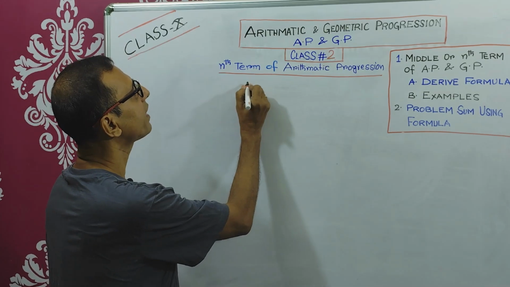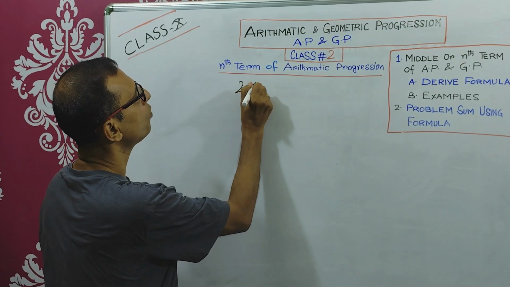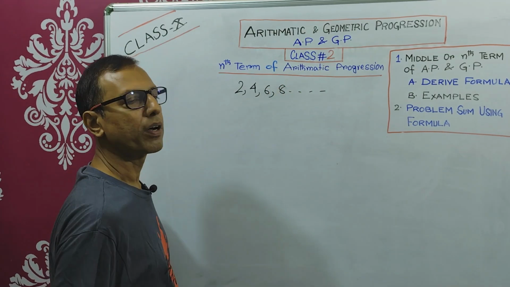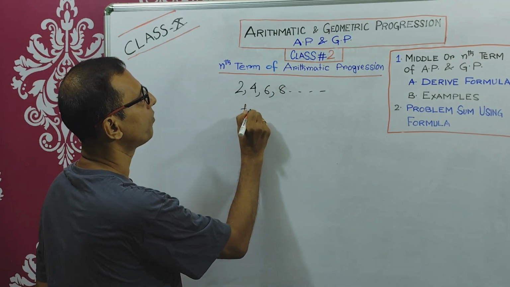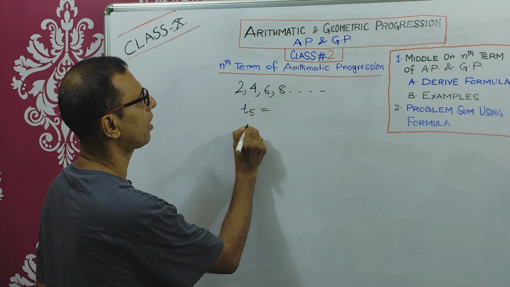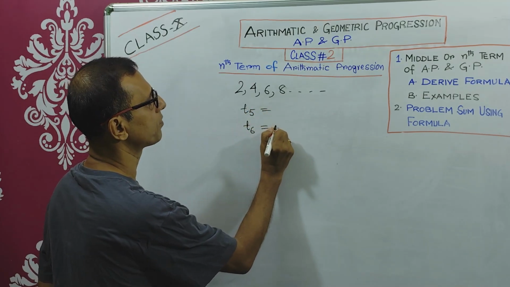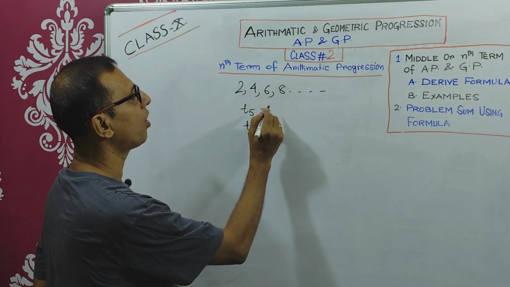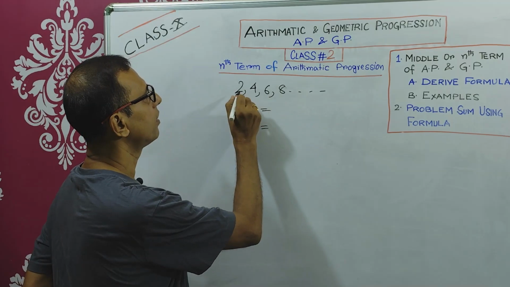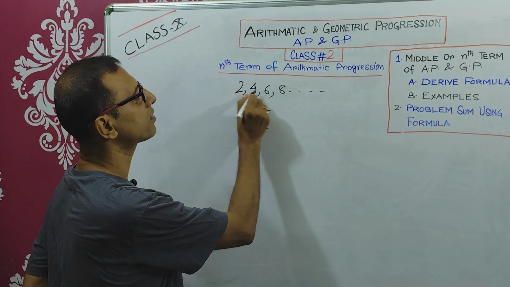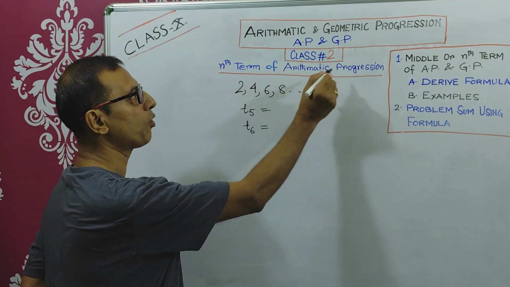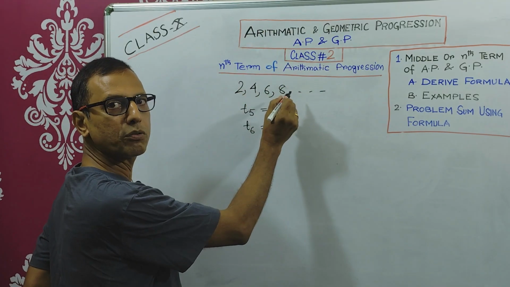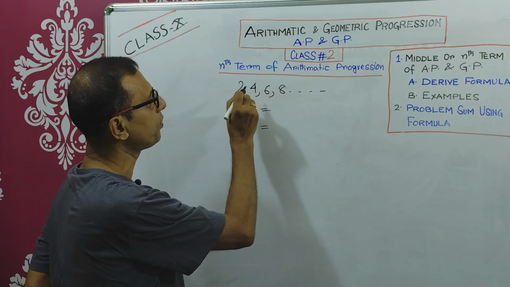So now let's say there is a pattern given 2, 4, 6, 8 and so on. You are asked to find out term 5, T5, and you are asked to find out term 6, T6. So up to the fourth term it is given. Now you need to find out first whether it's an AP or GP, right? Here I am already saying arithmetic progression. Let's say this line is not there. I have just given you the pattern. So you need to find out.